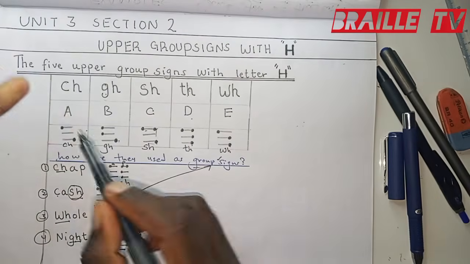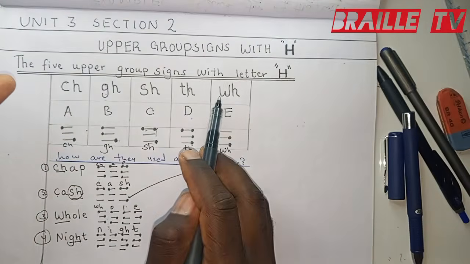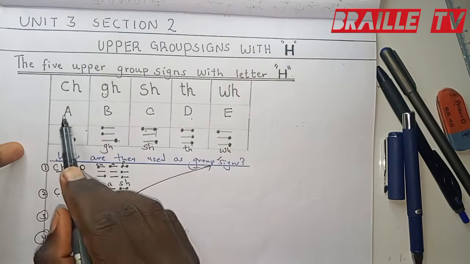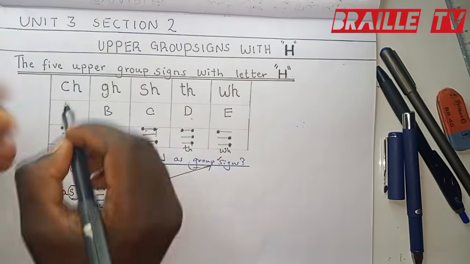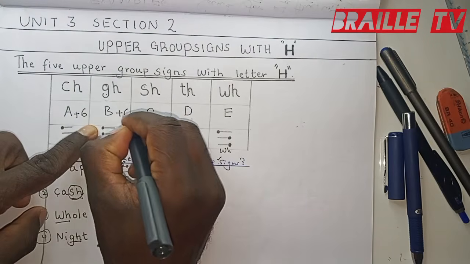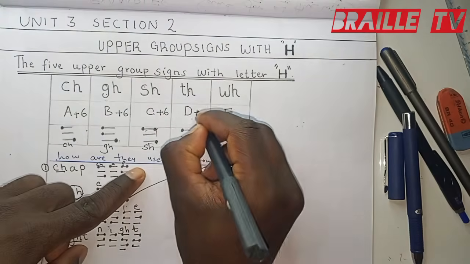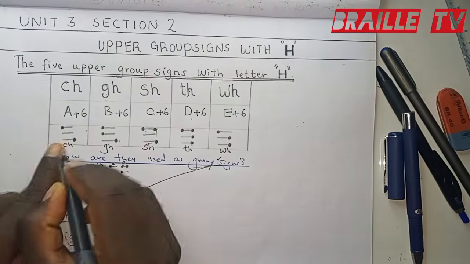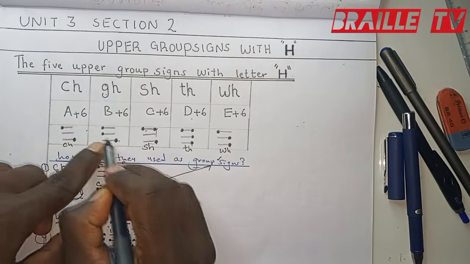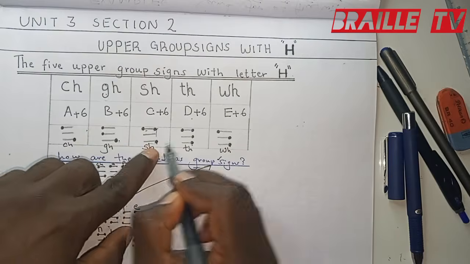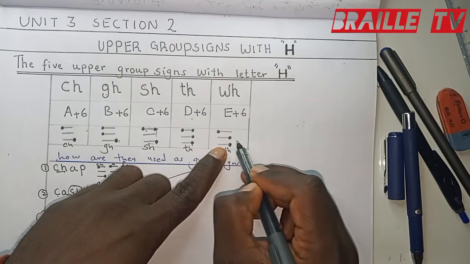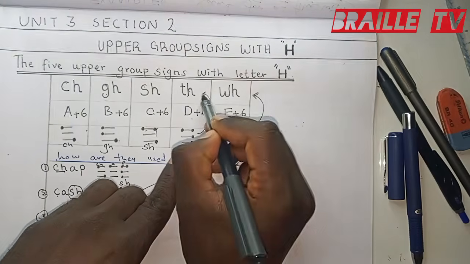So we have seen that, first, we have learned how to get these 5 group signs with H. We use the letters of the alphabet A, B, C, D, E, and then you add dot 6 to these letters. After adding dot 6, they will look like this. A plus dot 6, B plus dot 6, C plus dot 6, D plus dot 6, E plus dot 6, each is here.